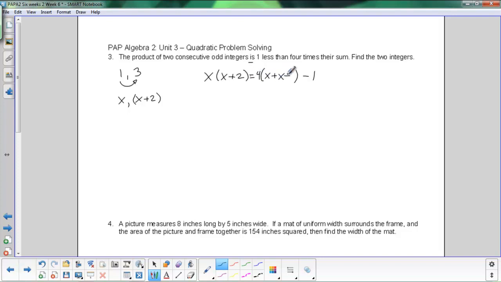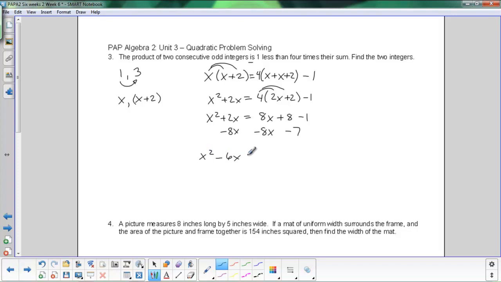X plus 2. I will distribute this x in first, and I will simplify the second set of parentheses in my first step. X squared plus 2x equals 4 times 2x plus 2 minus 1. Distribute in my second step. X squared plus 2x equals 8x plus 8 minus 1. I'll simplify this and move it simultaneously, so that's 8x minus 7, and I get x squared minus 6x minus 7 equals 0.